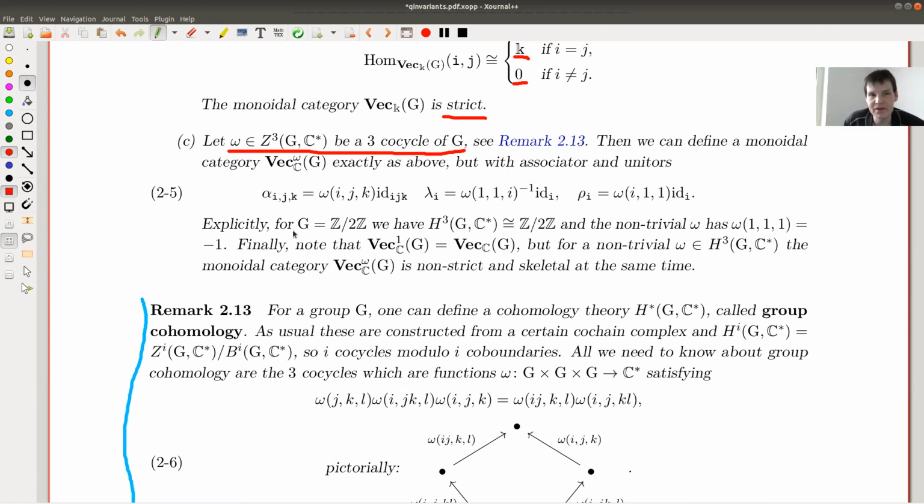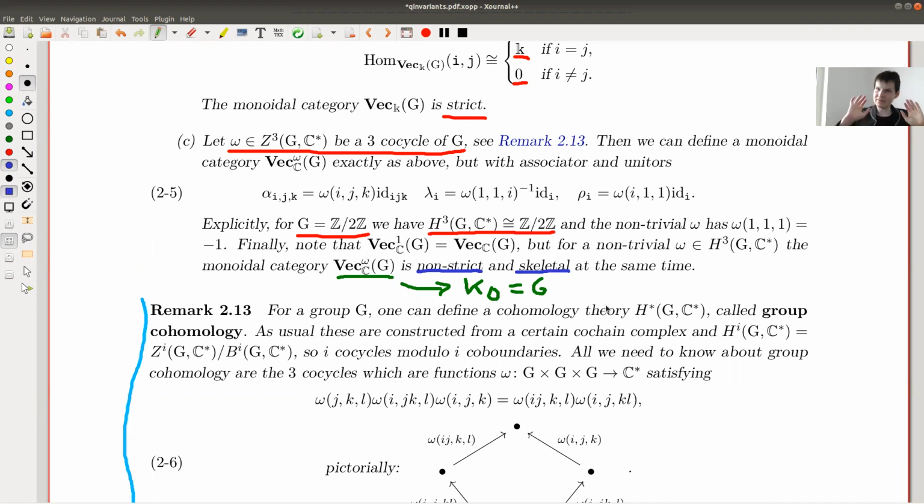Explicitly, for example, if G is Z mod 2, then the group cohomology is Z/2. So you can either throw in no sign, then you get the structure from above, or you can throw in a sign, meaning whenever you go around rebracketing, you throw in a sign. And you get another category, which looks very similar. It has the same objects. This category still has K_0 being G, but they're not equivalent as monoidal categories. So this is non-strict and skeletal at the same time.